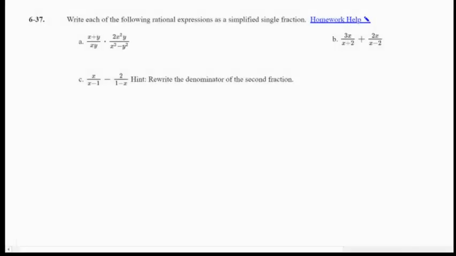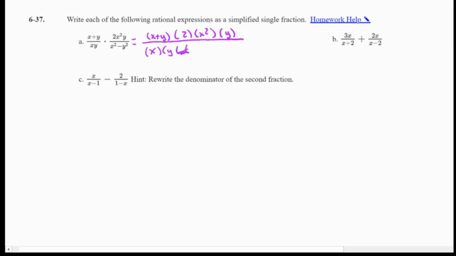Here we're asked to write each of the following rational expressions as a simplified single fraction. So the first one here is multiplication. I'm actually going to just multiply across, put them all on the same line, and see what I can do. So first it becomes x plus y times 2 times x squared times y on the top, and then the bottom becomes x times y.